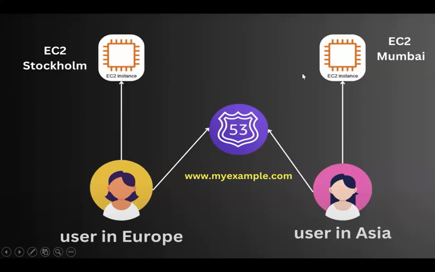So earlier they used to deploy their application on multiple EC2 instances in different regions. So a user in Europe can easily access it, and a user in Asia can easily access it. But again, the problem is these servers cost a lot, right? You have to run the servers continuously and pay heavily for that. So even though it works, it's not cost effective. Okay, so far everything is clear?